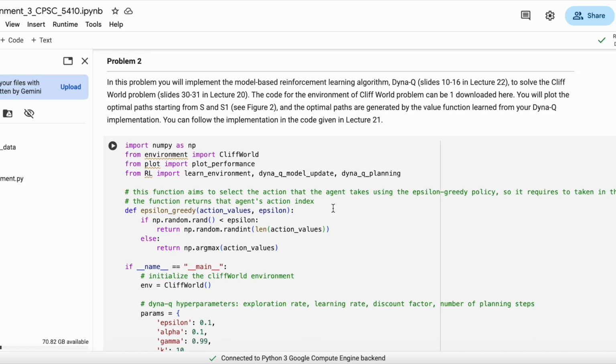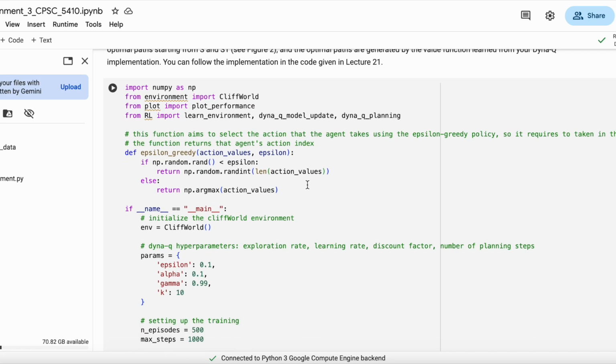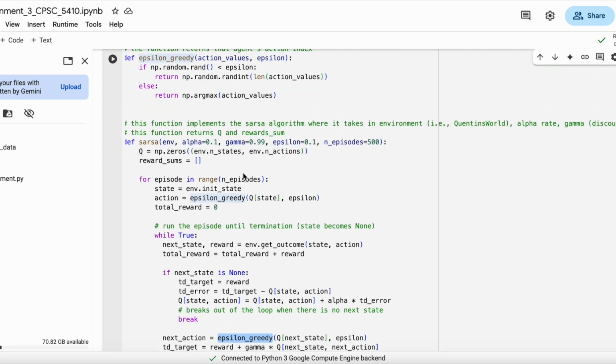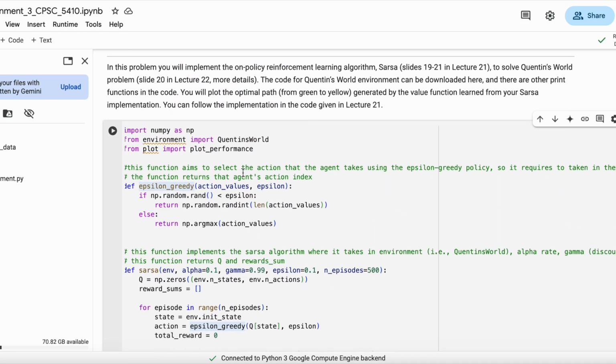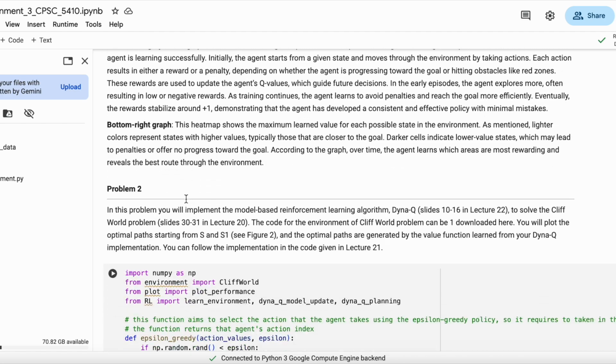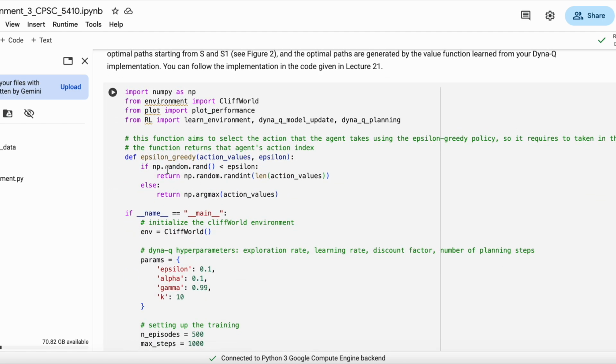So what I did in this code is we use, in this case, epsilon greedy, just like how we did before. Pretty much the same thing here, it's explained.